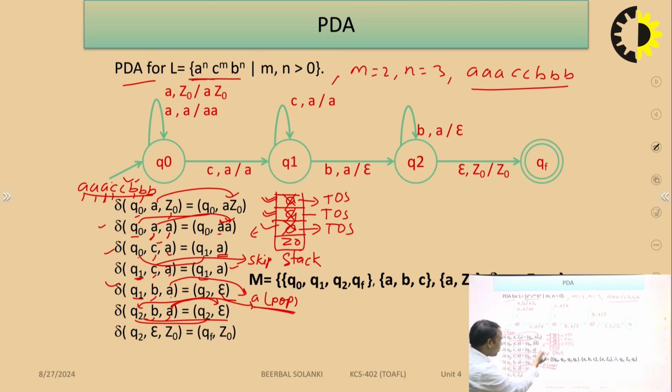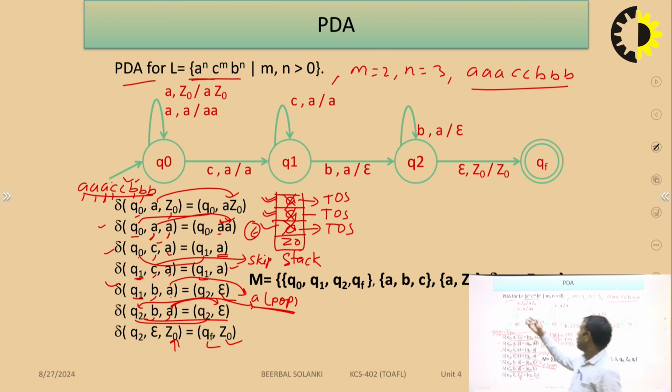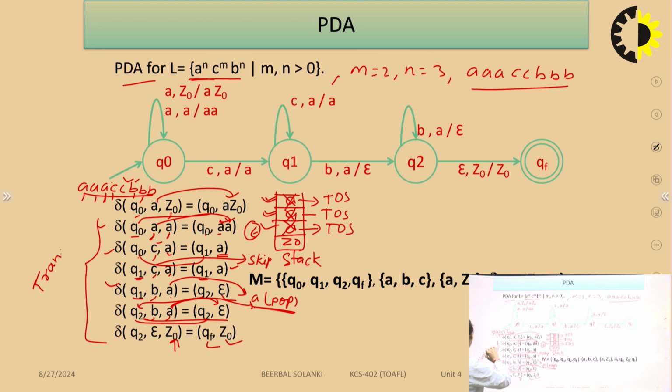Then again this is pop, and found the null symbol, this represented empty. q2 same state, found the input alphabet that is empty, start symbol z0, then we accept the final state. So, this is the transition function for the given language a to the power n, c to the power m, and b to the power n. This is the transition function.